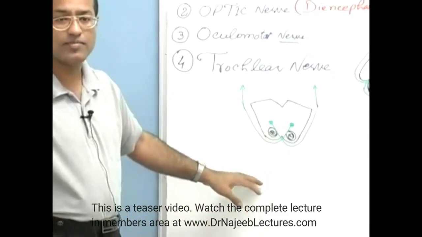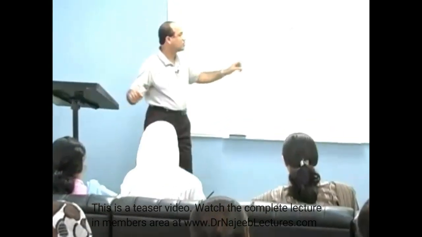So what did we learn? The third and fourth nerves are attached with the midbrain.